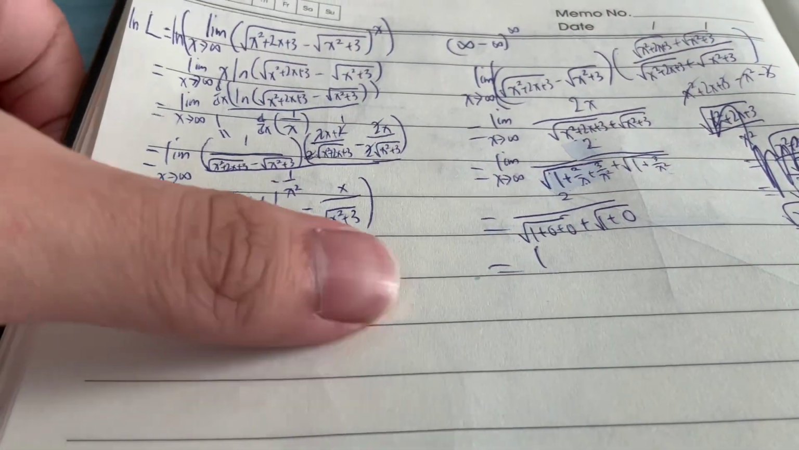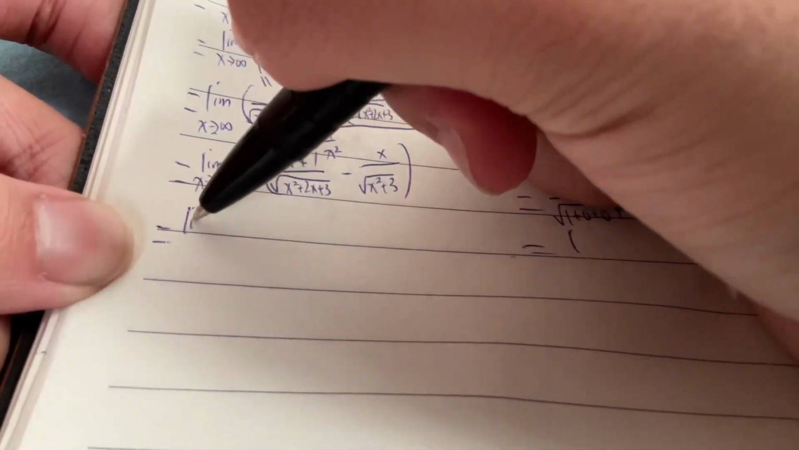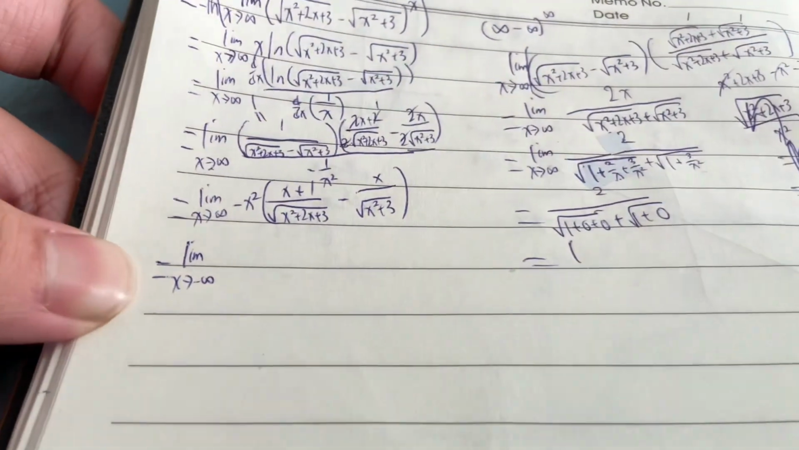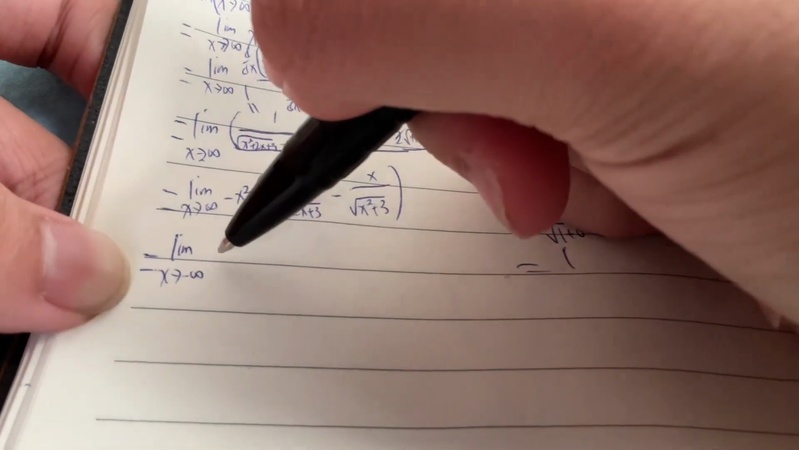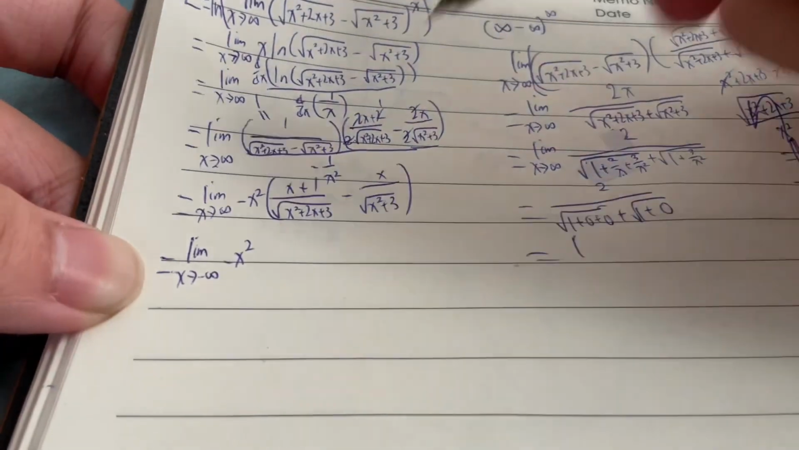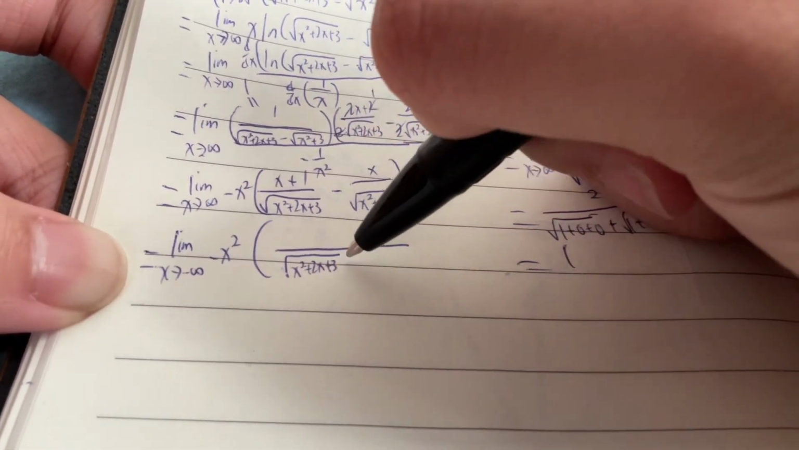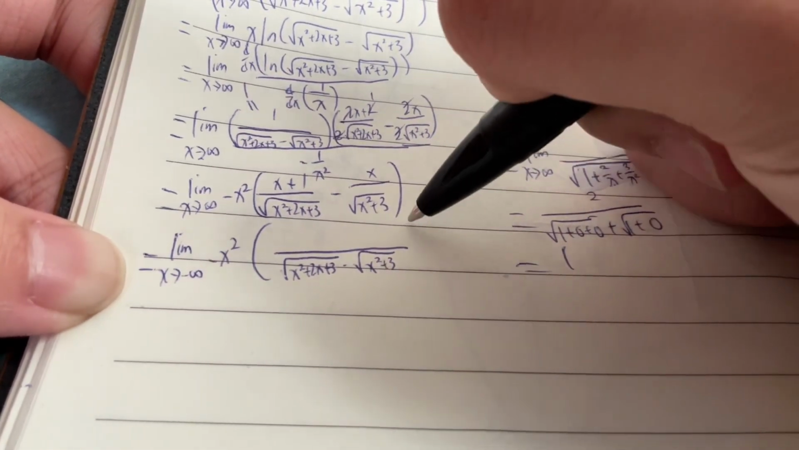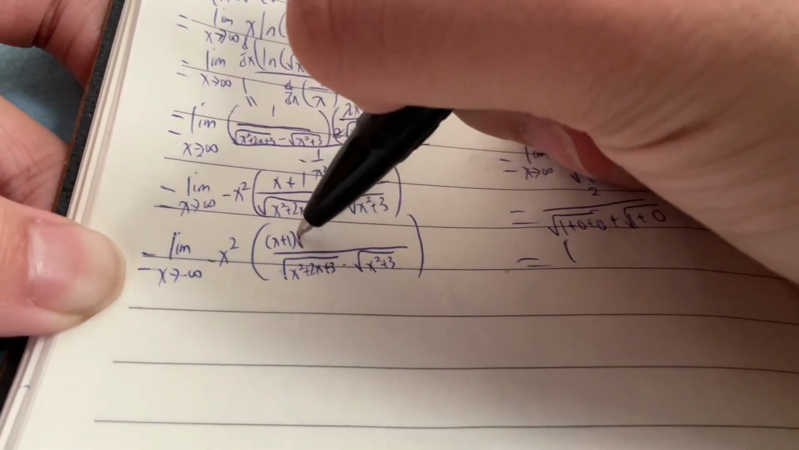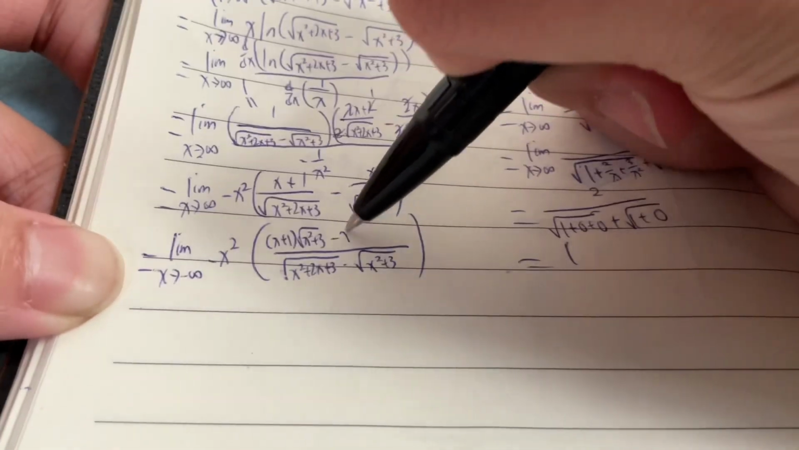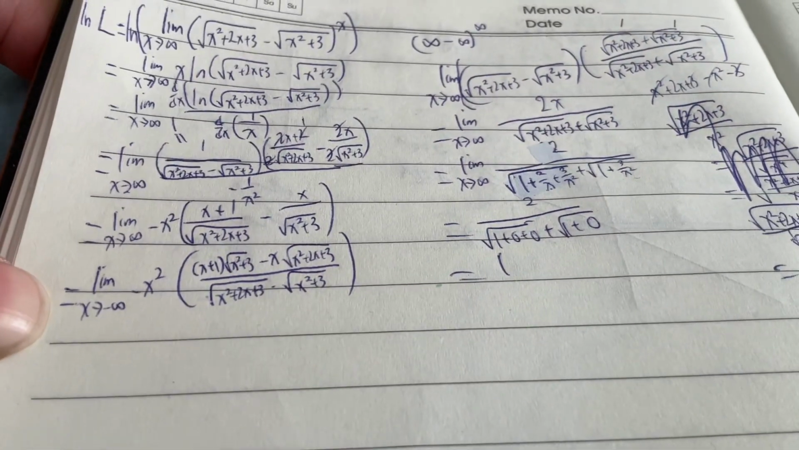And here, let me combine the fraction. Limit as x approaches infinity. And then combine this fraction, we still get this negative x squared, and then multiply x squared plus 2x plus 3 times this, right? And then this times that, x plus 1 times the square root of x squared plus 3 minus x times x squared plus 2x plus 3. This is just the denominator, right?